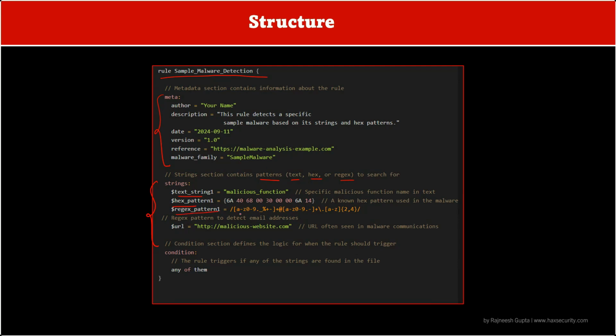Then we have a regular expression pattern to detect an email address if it is written in a specific malware sample. And then there is a URL as well. If your malware is establishing communication with the command and control center outside, and that might be having this specific URL, so that's what we have added in our strings. Finally, the condition is any one of them. So this rule will be triggered if any one of the strings is found in the file, right? So that's where the condition becomes very, very important, and in our case, any one of them is written. All right, I hope you got it.